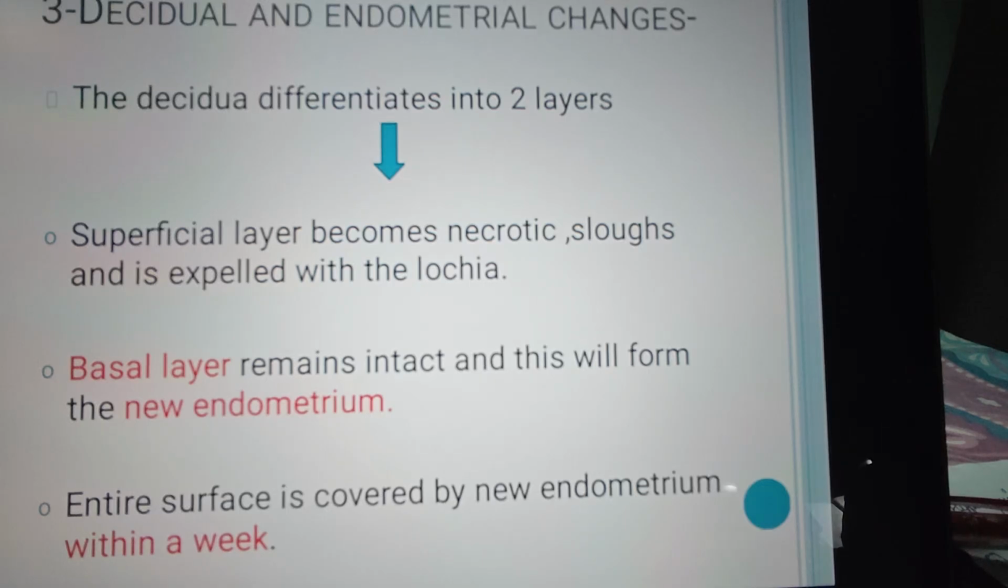Now what are the decidual and the endometrial changes? The decidua differentiates into 2 layers. Initially the superficial endometrium becomes a decidua during pregnancy, and after pregnancy this decidual layer is divided into 2 parts, the superficial layer and the basal layer. The superficial layer becomes necrotic and sloughs off and is expelled with the lochia. So here the term menstrual blood is not used; we use the term lochia. While the basal layer, just like in menses, remains intact and will form the new endometrium. The entire surface is covered by new endometrium within a week.